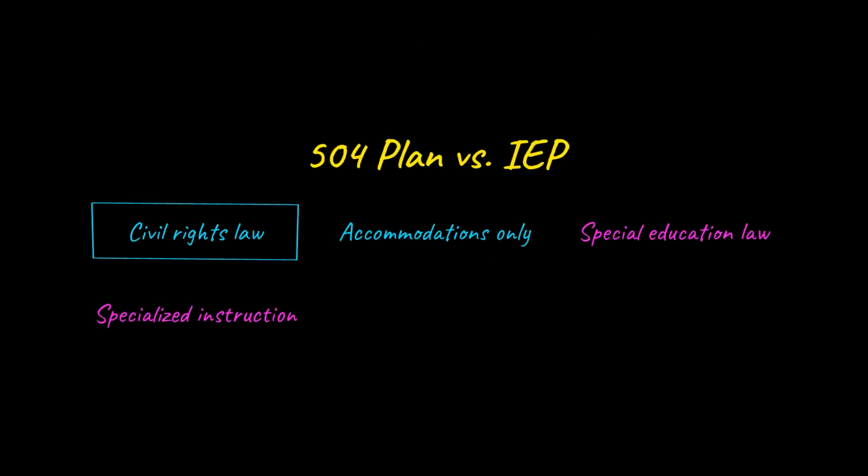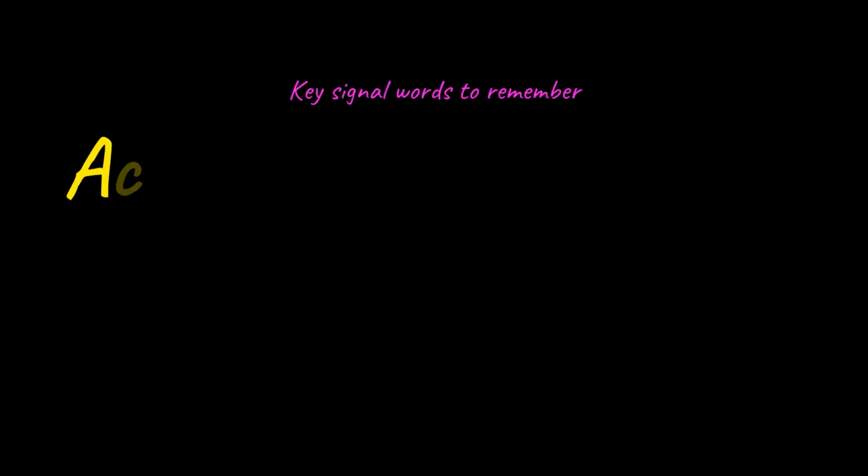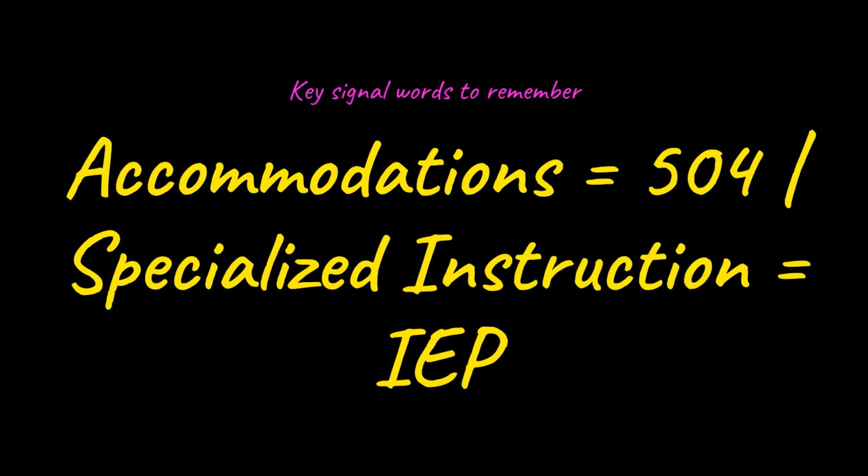The most tested distinction is the difference between a 504 plan and an IEP. A 504 plan operates under civil rights law and provides accommodations only. An IEP operates under special education law and delivers specialized instruction. A student can qualify for one without qualifying for the other. When an exam stem describes a student who needs accommodations to access the general curriculum but does not require specialized instruction, the 504 plan is the correct answer. If specialized instruction is needed, a different plan applies.